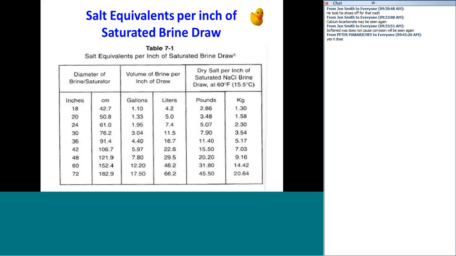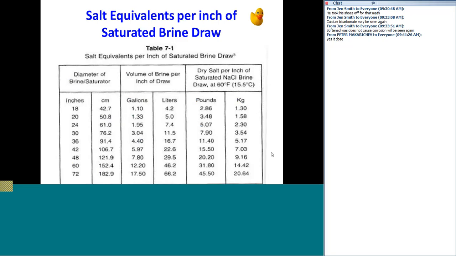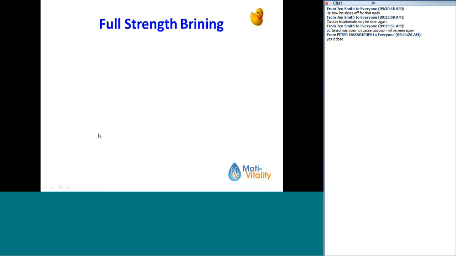And there's the salt equivalents per inch of saturated brine draw, and you're not going to need to memorize any of this. The chart is in the book, though, for you to refer back to and reference at your convenience. Okay. Full strength brining is usually 26%.